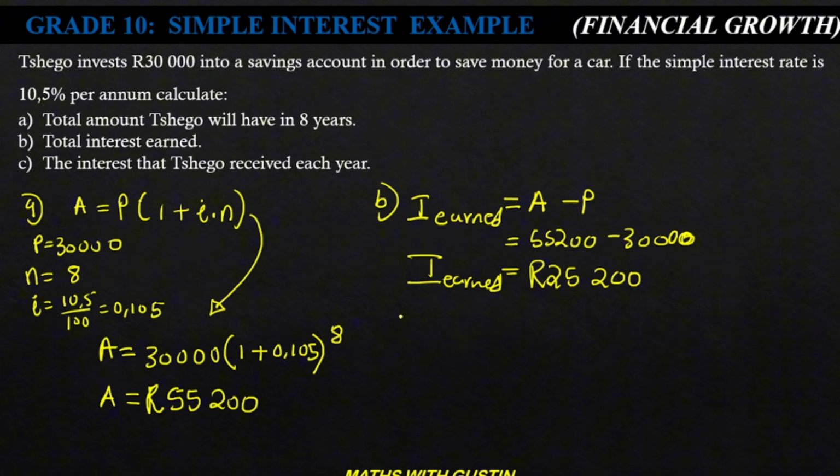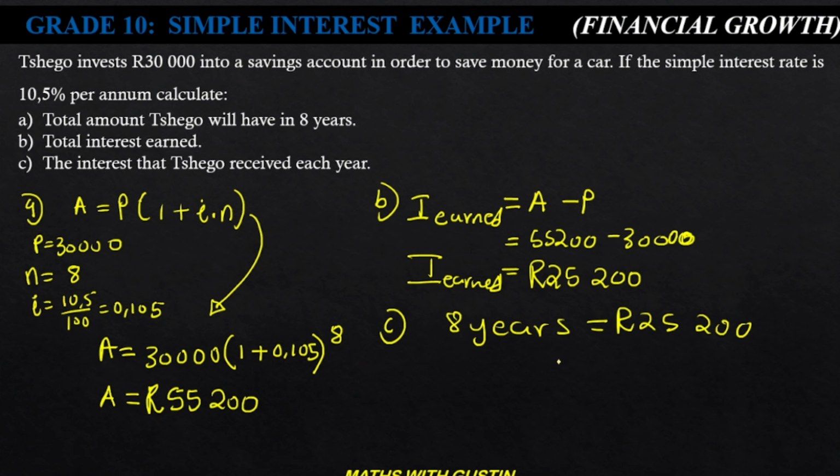Now let's come to C. It says calculate the interest that Tejo saved each year. The investment was for 8 years. The total interest earned within these 8 years we already calculated is 25,200. Now they want us to find out how much interest she received each year.